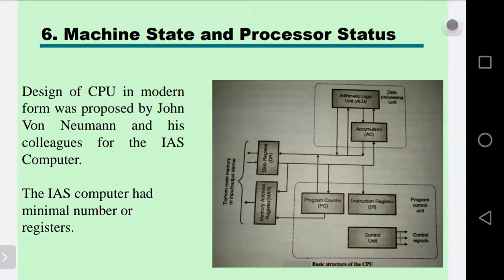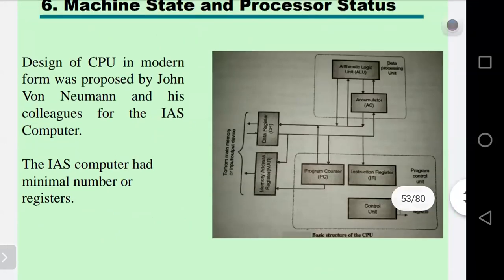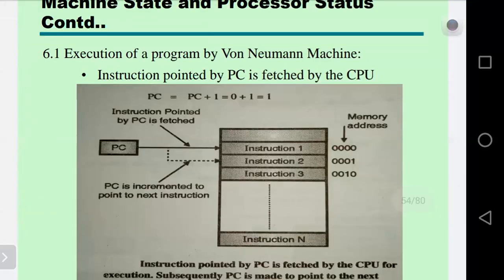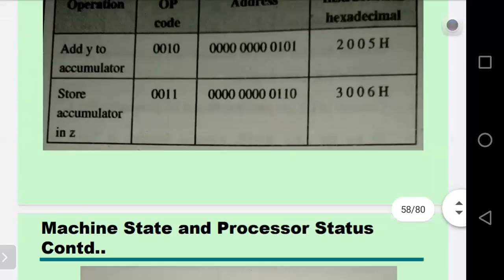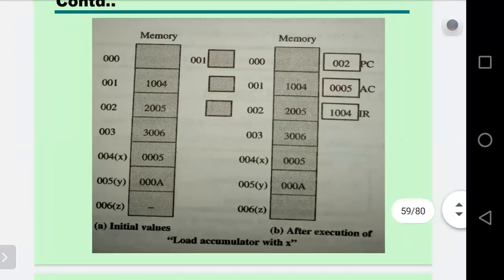We discussed how the different components are there, like the PC, execution unit, instruction register, control unit, arithmetic logic unit, accumulator, memory address register, and data register. How it translates and the instruction is executed: the PC holds the address of the instruction and translates it to the MAR, the MAR reads the address from the memory, and from the respective location of the data register, the data is loaded into the accumulator. Then the arithmetic logic unit executes the instruction, and whatever data is required is taken from the accumulator. So all these things we have discussed here: machine state and processor status, and in detail how the instruction is executed. Practically, here we have discussed how instruction and data are loaded into the memory and how it is executed.